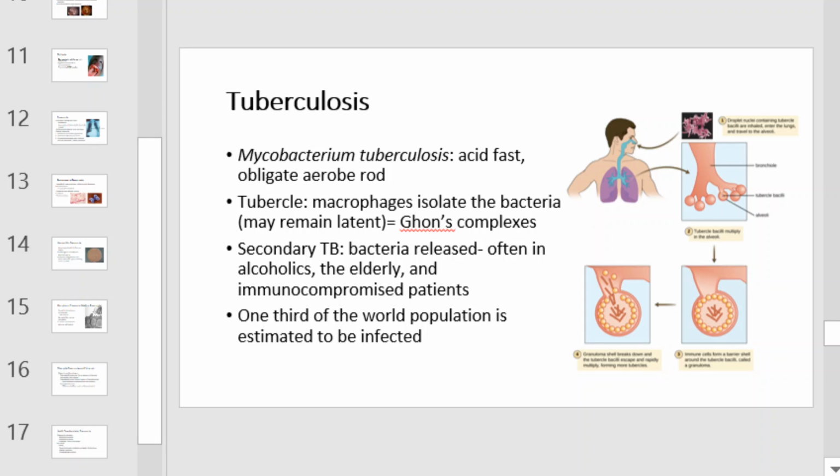Tuberculosis is caused by Mycobacterium tuberculosis, which is an acid-fast obligate aerobe rod. The tubercle or macrophage isolate the bacteria and remain latent, which causes Ghon's complexes. Secondary TB is caused when bacteria are released, often in alcoholics, the elderly, and immunocompromised patients. One third of the world population is estimated to be infected with tuberculosis.